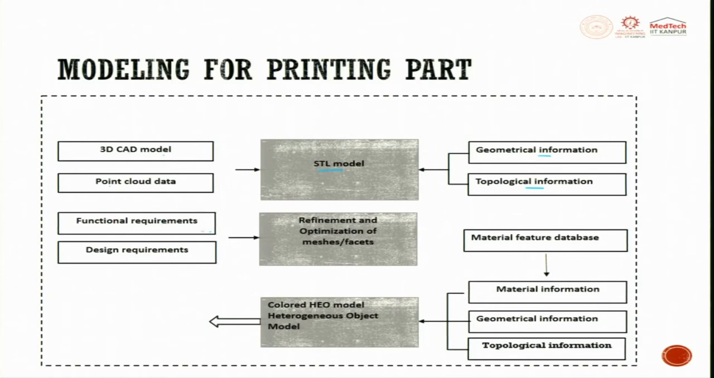Then what you do is we put functional requirement and design requirement. Then we try to do refinement and optimization of mesh and facet, because the STL file will have a lot of facets. So, now we try to look at the material feature database, and that gives material information, again geometric information, topological information. This is fed into a colored HEO model, heterogeneous model for printing. So, this is how the modeling of a printed part happens. You will have an STL file, you will have refinement and optimization of mesh, and then you will also have a colored HEO model, heterogeneous object model.